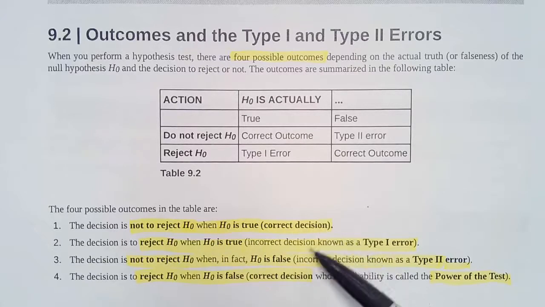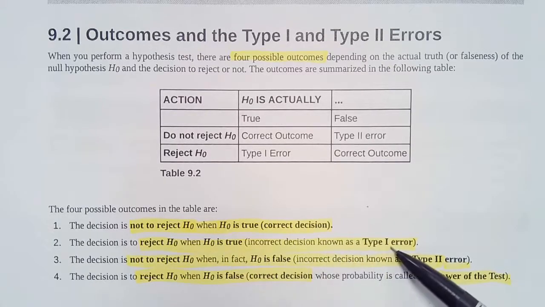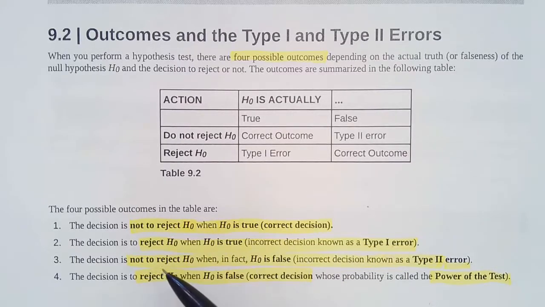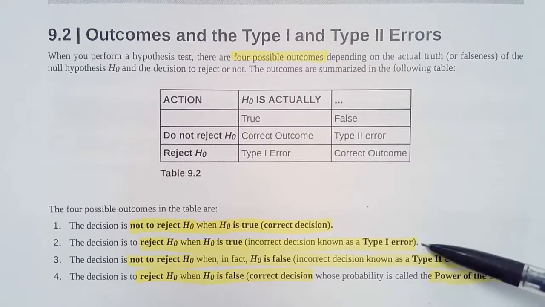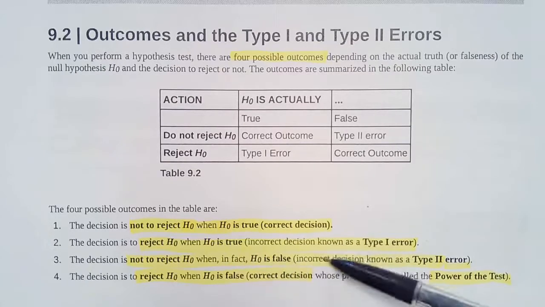That's a correct decision. To reject the null when the null was true, this incorrect decision is a type 1 error. And then not to reject the null when the null is false, that's a type 2 error. And then to reject the null when the null is false, that's a correct decision. So the 2 errors come when we make those incorrect decisions.